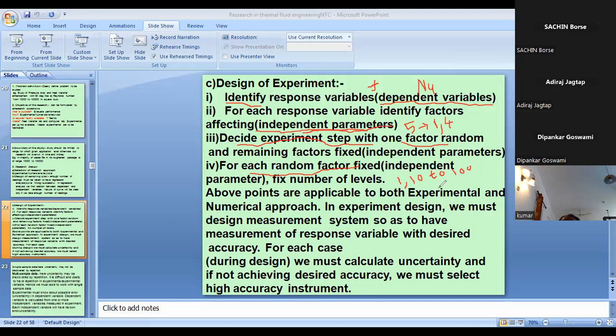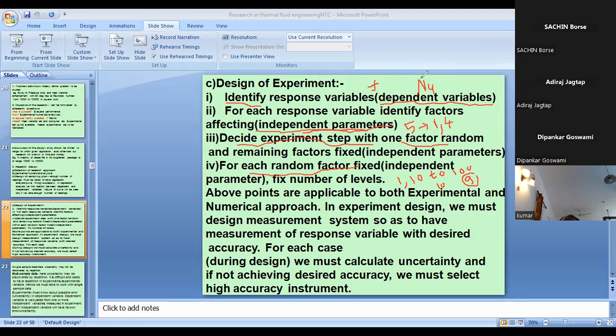Okay. Suppose I want to vary it from 10 to 100. Suppose I want to take 10 readings. So what I will do? 100 minus 10 divided by 10. So what is the steps here? 9. So I have to vary this parameter in the steps of 9. Okay. So that I can reach from 10, 19, like this up to 100. Up to 100. Okay.